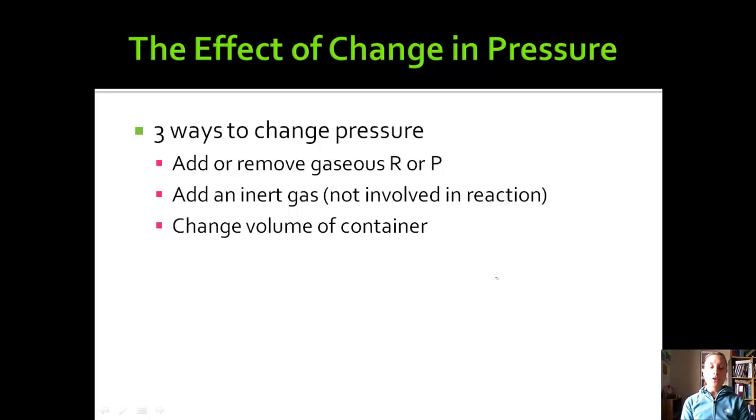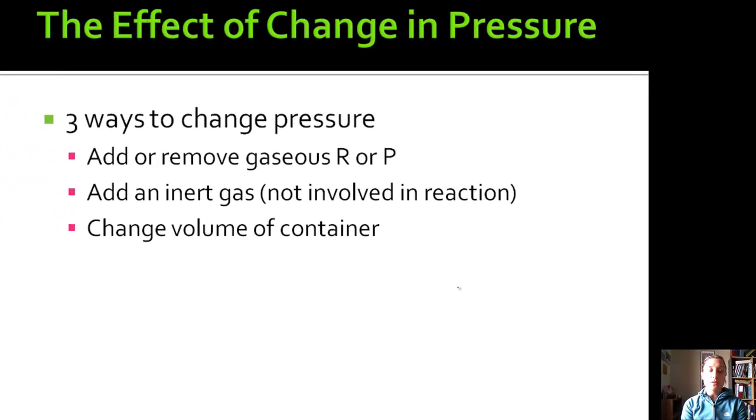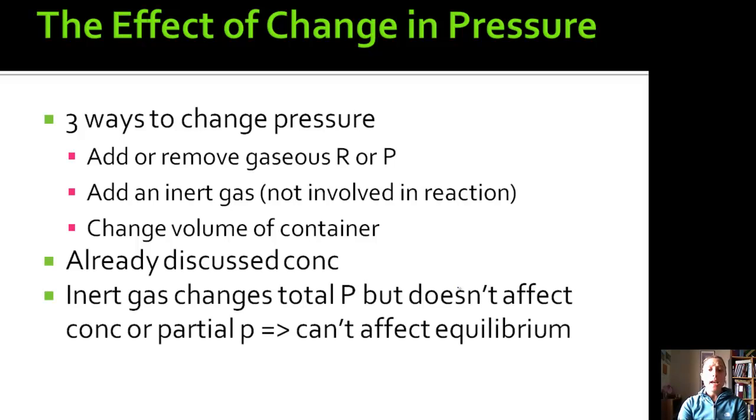All right, let's look at change in pressure. There are 3 ways to change pressure. You can add or remove a gaseous reactant or product. You can add an inert gas, which is not involved in the reaction, it's just present. Or you can change the volume of the container. Well, we've already talked about concentration. So adding or removing a gaseous reactant or product, we've kind of covered that already. Adding an inert gas is going to change the total pressure, but it won't affect the concentration or the partial pressure. So it's not going to affect equilibrium. It's not included. We're not going to talk about it.